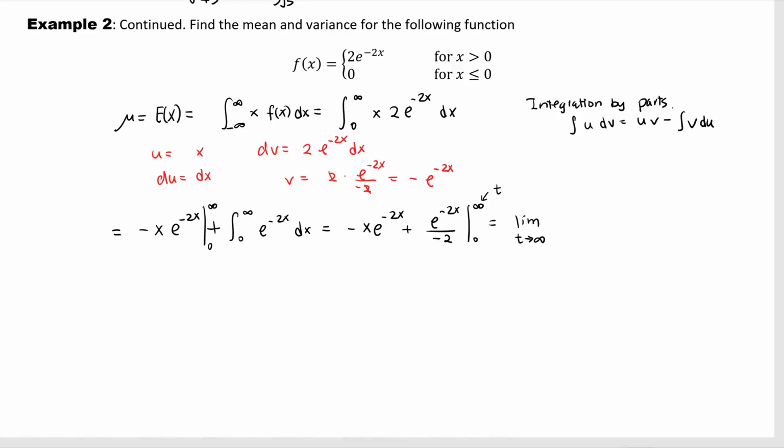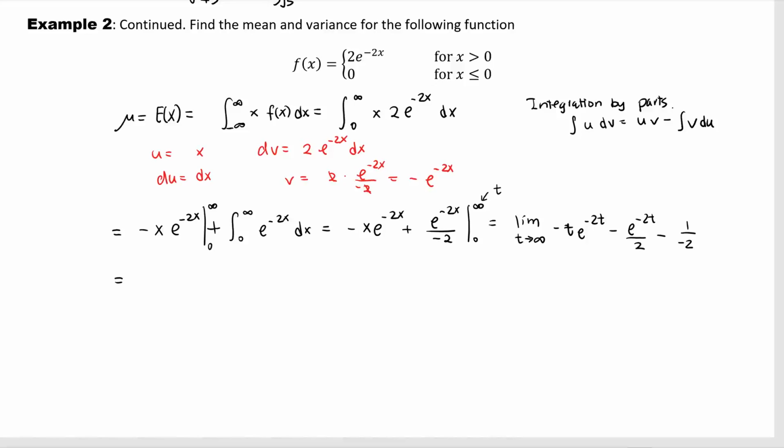So when you plug in t, you get minus t e to the minus 2t plus e to the minus 2t over minus 2. So you can put this minus and over 2. Okay, subtract when we plug in 0. When we plug in 0, because x is 0, the first term is gone. And then when we plug in 0, we have minus 1 over negative 2. Okay, so what is that?